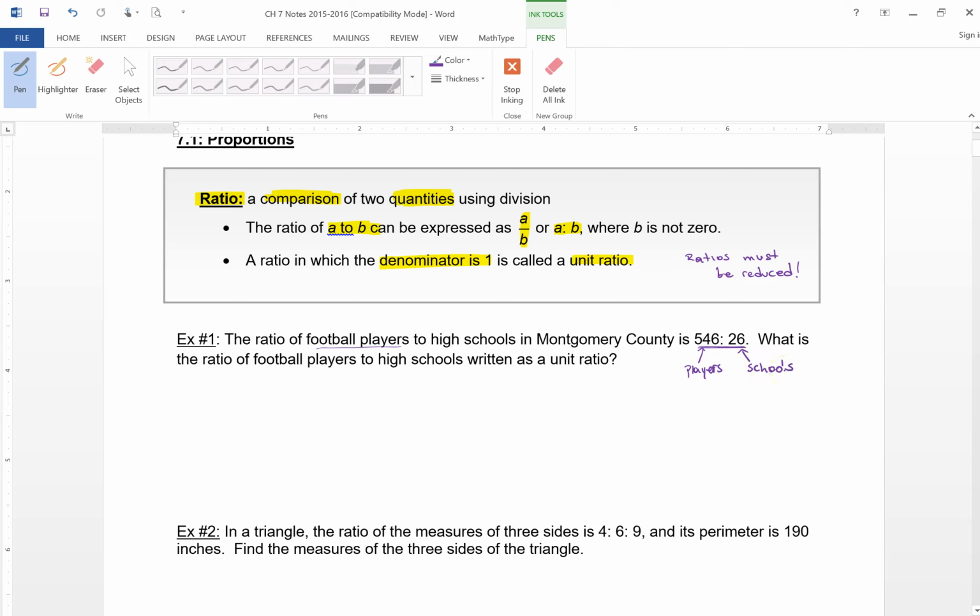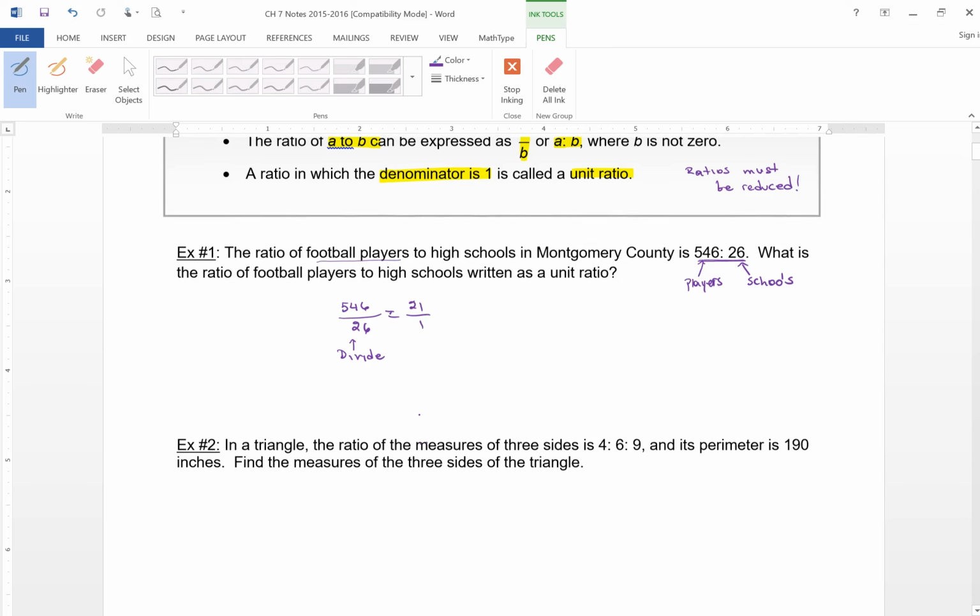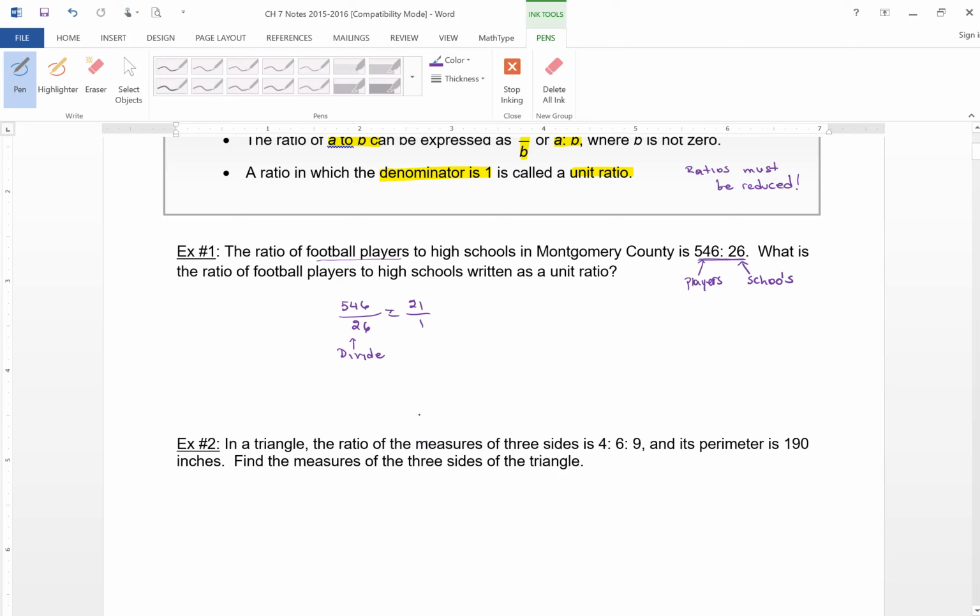What is the ratio of football players to high schools written as a unit ratio? If we want a unit ratio, it means we want the denominator to be 1. So first you write your ratio. You say 546 over 26. Okay? And now you're going to divide. So you get 21 to 1. Okay? So that means it's 21 football players per high school.